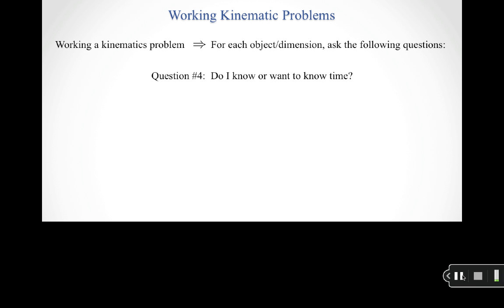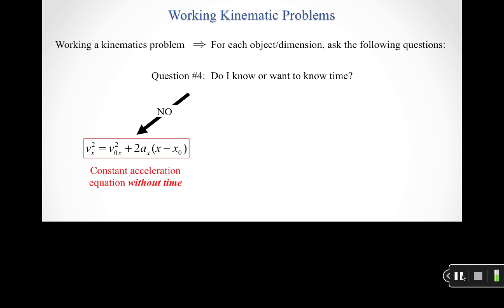So if I know that it is, then figuring out which of those 3 equations is going to be most useful, the first thing I'm going to ask is, do I know or want to know time? The reason this is useful is because one of those equations doesn't have time in it. So if I don't want to know time, or if I don't know it and think I can get away without knowing it, then 9 times out of 10, this equation is going to be the most useful one that you can use.